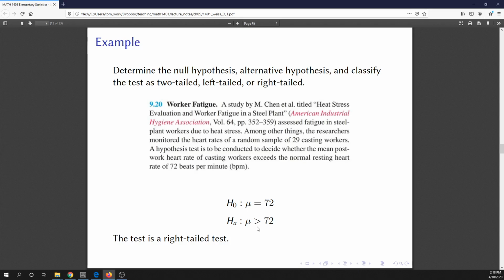Since this alternative hypothesis is a greater than, that makes it a right-tailed test. Again, if you haven't watched the basics of hypothesis testing video, you need to go back and watch that.